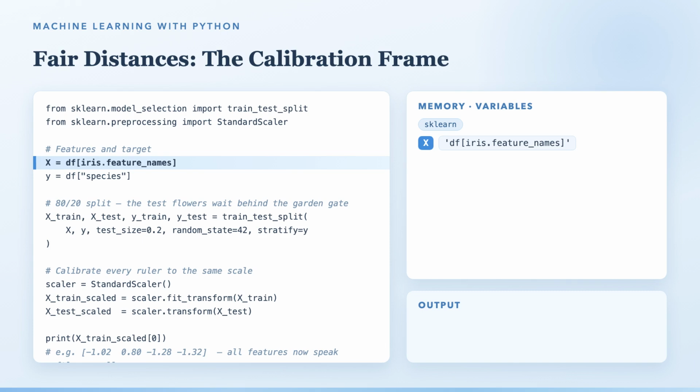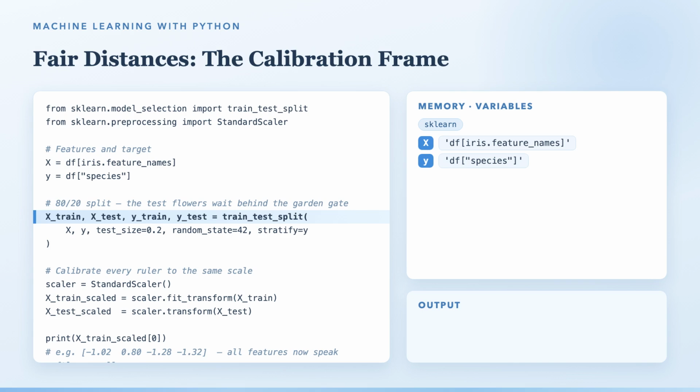KNN lives and breathes distance. So this step is not optional, it's kindness to the data. First, the split. Watch the gate. 120 flowers stay with us to learn from. 30 wait in the courtyard, unseen. They'll test us honestly later. And stratify equals y makes sure each family is fairly represented on both sides of the gate.